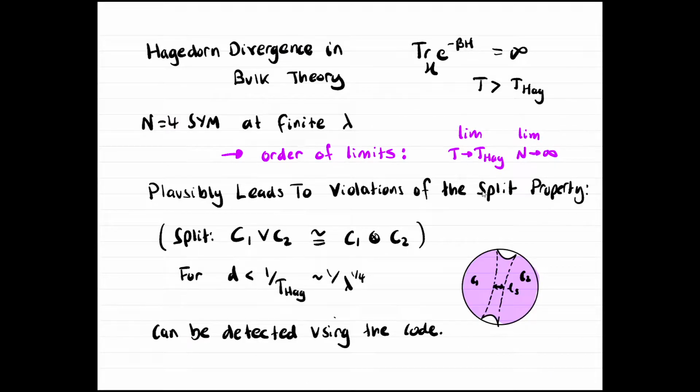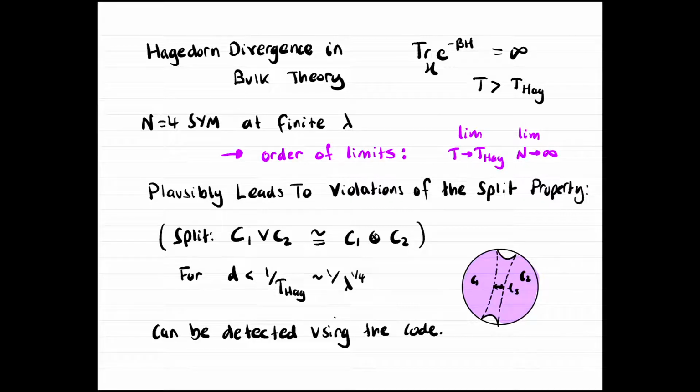Okay, so now a little bit of string theory. We can imagine a theory in the bulk has some kind of Hagedorn divergence. That would happen if the bulk theory was a string theory. In particular, I'm imagining taking, for example, N=4 at finite 't Hooft coupling, taking N to infinity first and then approaching the Hagedorn transition. And in this case, the partition function is just infinite for temperatures above the Hagedorn temperature.